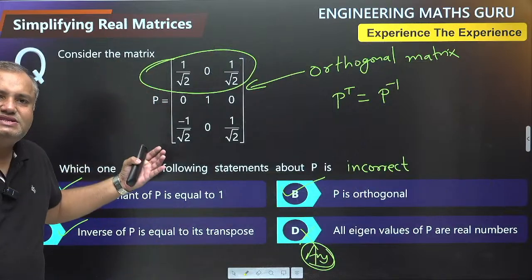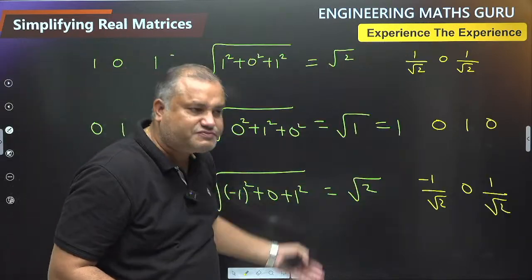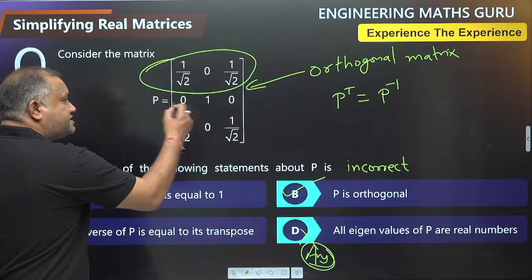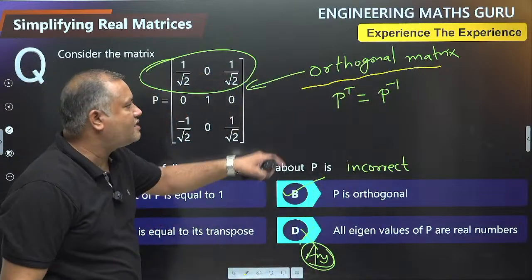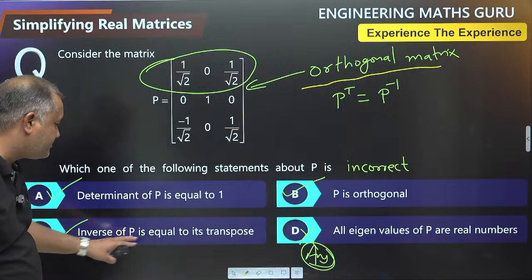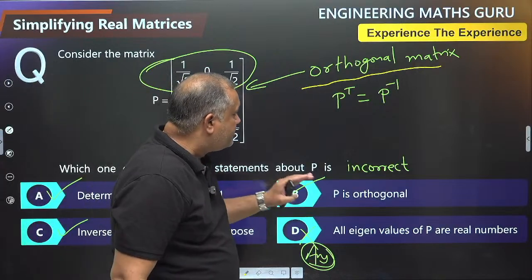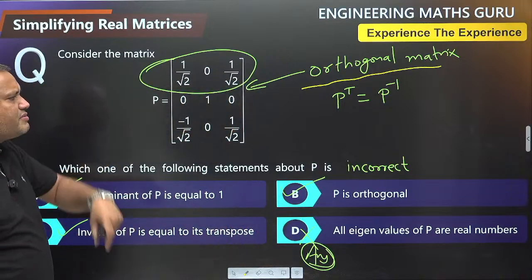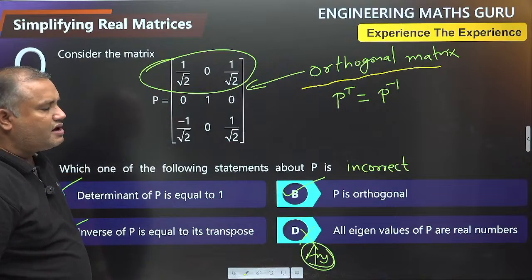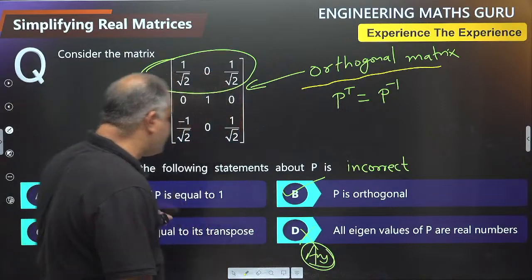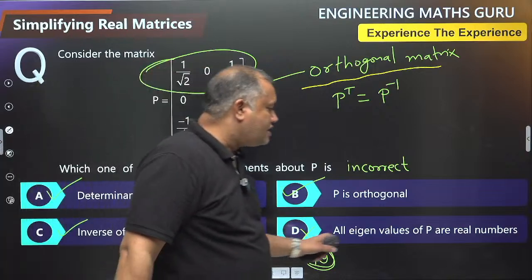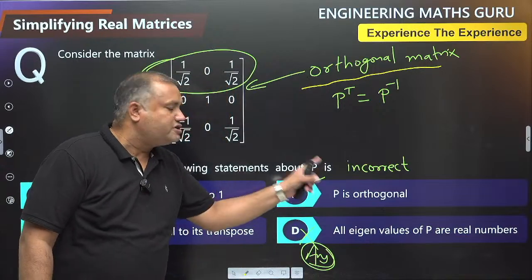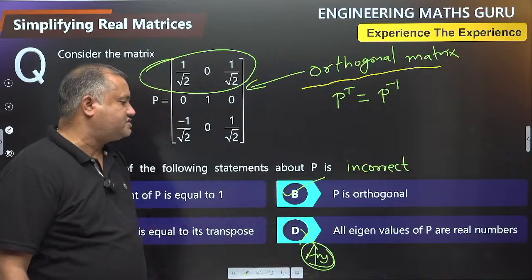So if this mapping, if this condition, if this trick is satisfied, then without any doubt you can say that this is an orthogonal matrix. So for an orthogonal matrix, P transpose equals P inverse, the inverse of P is equal to its transpose, this is correct. P is orthogonal, that is already verified. The determinant of P is equal to 1, you can calculate the determinant also, and after calculation you will realize that the determinant is 1, not -1. So students, all the eigenvalues of P are real numbers, that is the incorrect statement, and in this question they are asking which of the following statements is incorrect. So option D is my answer, not the other ones.